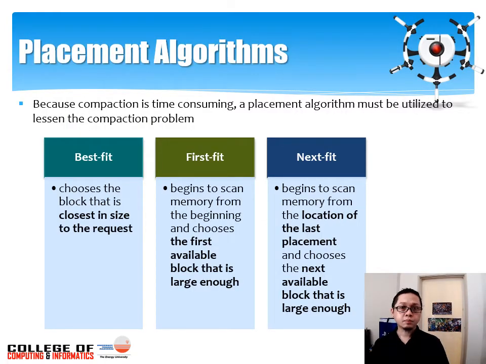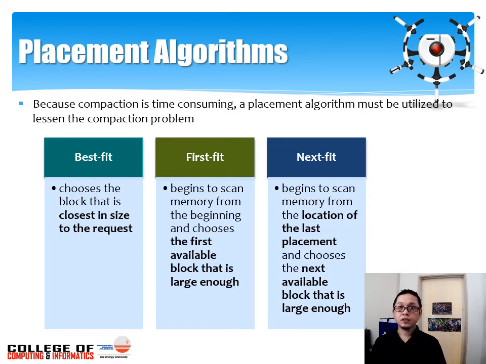Now, for this part, we are going to look at the placement algorithm. So basically, what are placement algorithms? If you see previously in the partitioning, we have some variable space of partitions that can be used by processes that are coming in. So how are we going to decide which process goes where? This is where the placement algorithms come in. In terms of placement algorithms, we have 3 approaches: best fit, first fit, and next fit.